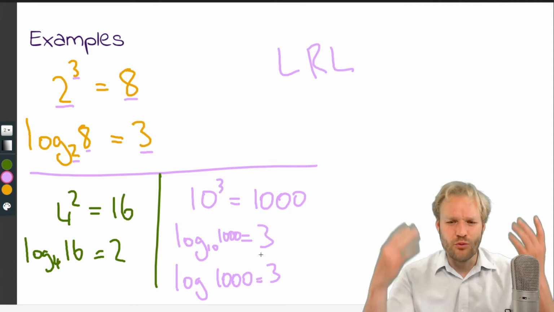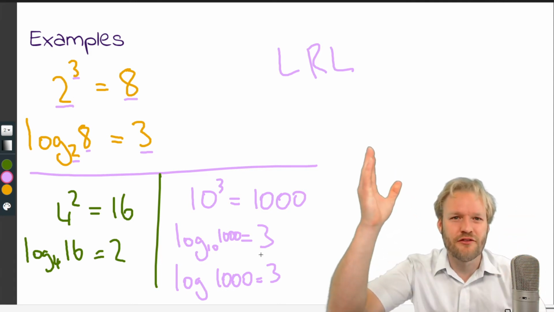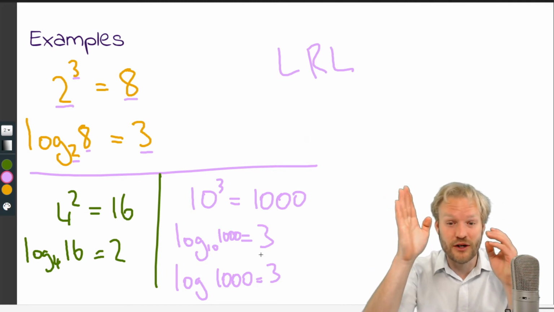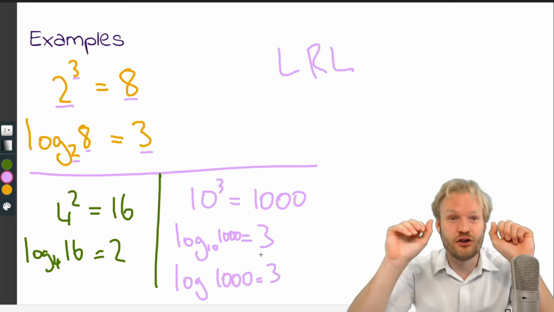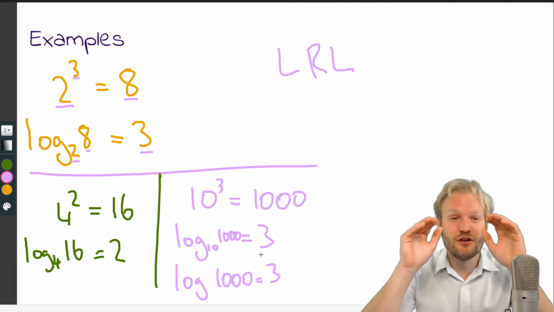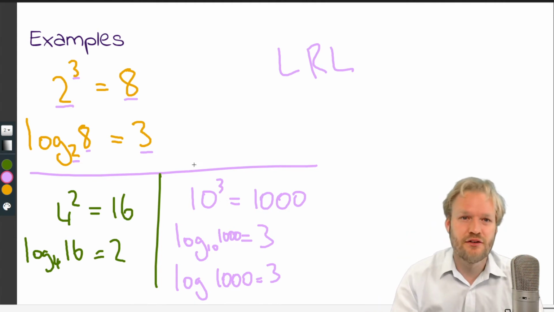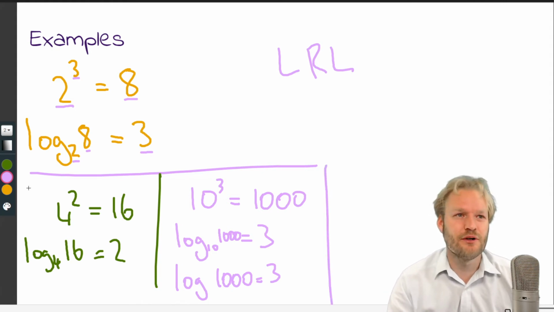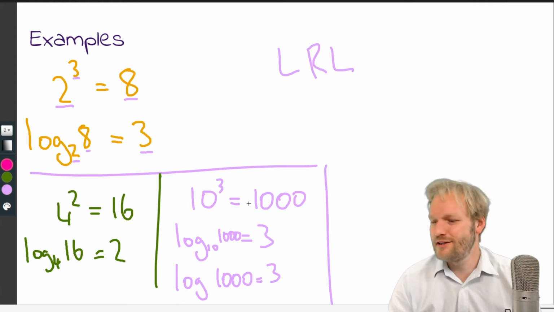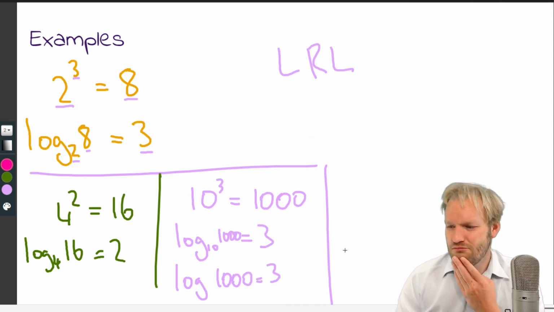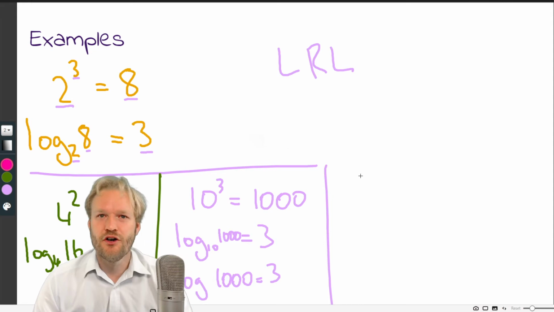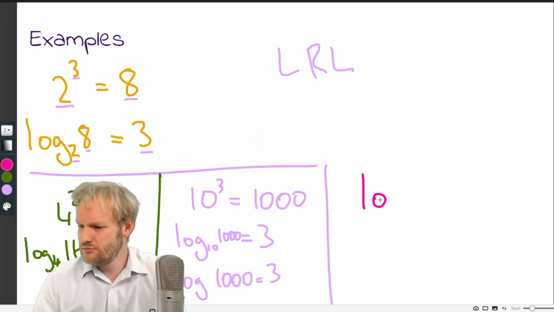Now normally we work in base 10. So we go 1, 2, 3, 4, 5, 6, 7, 8, 9, 10. That's when it goes from 1 digit to 2. So with logs, if we don't write a base, then our base is implied as 10. Okay, let's do another one. Let's do one more like this.